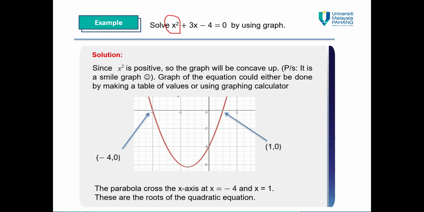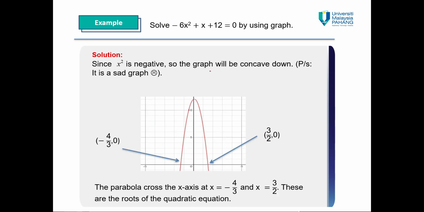Okay, so how do we draw the graph? Your graph can be done by making a table of values. You set values of x and then find the values of y, then plot the points and join all the dots. Alright, or by using a graphical calculator that was introduced in the first part of chapter 2. So in this case, let's say you have this. You are going to have the intersections on the x-axis. In this case, they are minus 4 and 1. So these intersections are the roots of the equation.